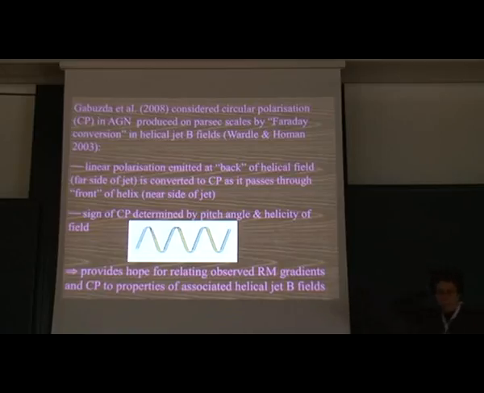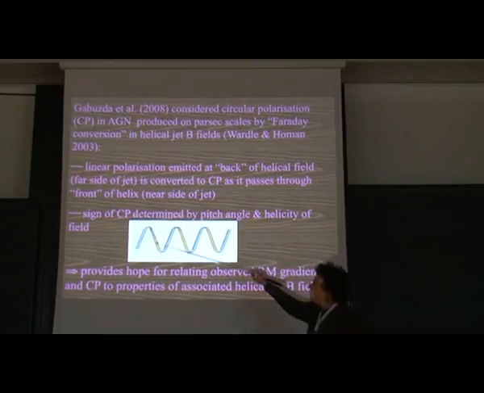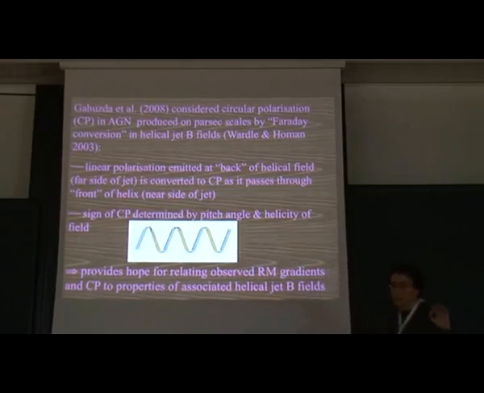Now, we considered circular polarization produced on parsec scales by so-called Faraday conversion from linear to circular polarization in helical jet magnetic fields. Essentially in this picture, you have a helical magnetic field, and linear polarization emitted, say, at the back of the helix, passes through the jet, and a small amount of it is converted to circular polarization at the front of the helix. It depends on the pitch angle of the helix and the helicity of the magnetic field. One reason this is interesting is that there's hope to relate the sign of the detected circular polarization to the presence of these rotation measure gradients. We made a first attempt to do that in that paper.